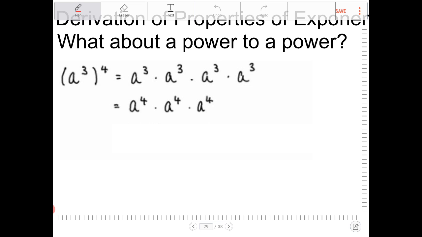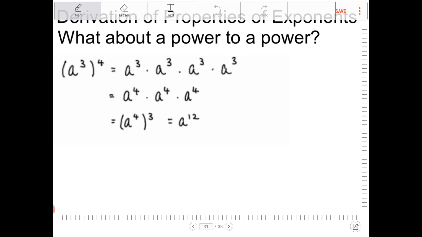What am I trying to get at here? How many a to the 4th are there here? There are 3 of them. So in actuality, this can be re-expressed in this manner. Right? Isn't that what the last step was? I'm taking a to the 4th and multiplying by itself 3 times. Alternatively, if all of these things are equivalent, how many a's are there altogether? That's right, there are 12 of them. I'm multiplying a by itself 12 times.